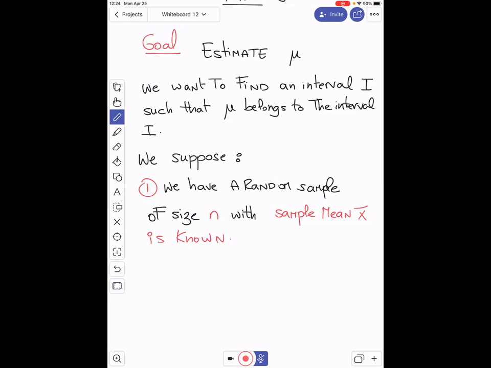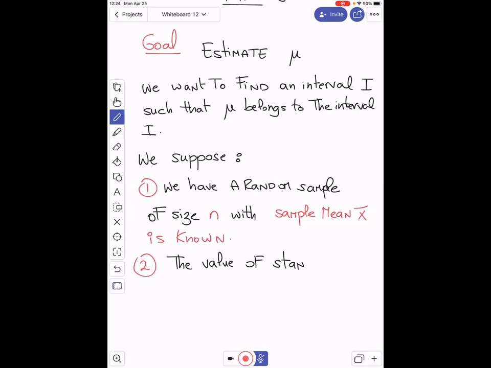So we have this random sample of size n with the sample mean x bar, and we suppose that sigma is known. The value of the population standard deviation is known. In the next section, we're going to discuss the case when the population standard deviation sigma is unknown.